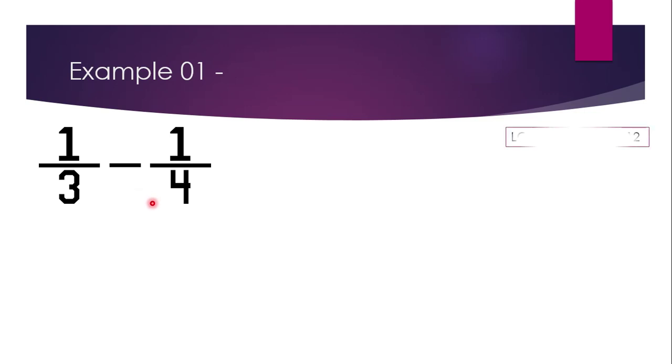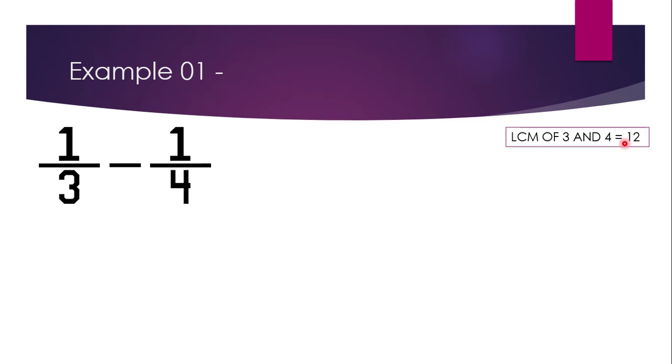Here I have taken two fractions, 1/3 and 1/4. As you can see here, the denominators are different. Here it is 3 and in the other fraction it is 4. As the denominators are different, what we have to do first is calculate the LCM. The LCM of 3 and 4 is equal to 12.